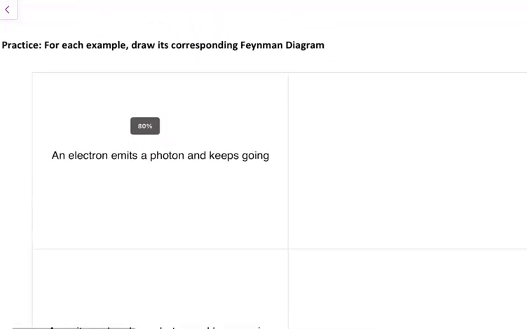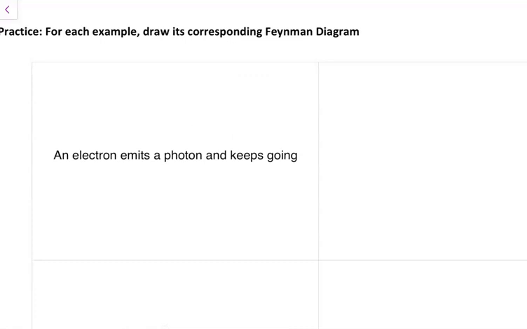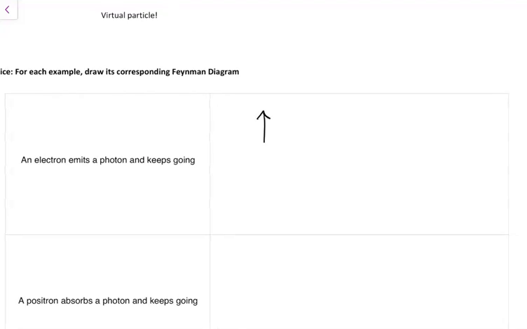Now in this next practice, I'm going to give you guys the front seat. I want you to try and draw this. For each example, draw its corresponding Feynman diagram. An electron emits a photon and keeps going. I will start you off with just drawing the space and time axis. Sometimes you might see a problem that doesn't have an axis, in which you just have to assume space is y and time is x. All right, I'll give you a minute. I want you to do this one. Don't forget to pause the video.